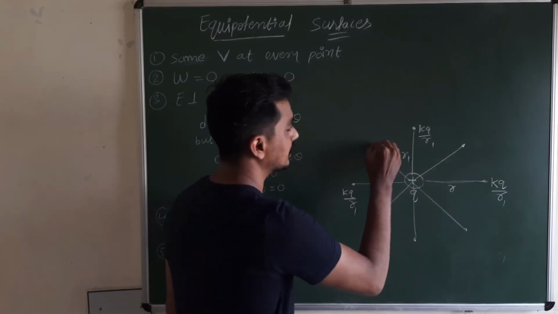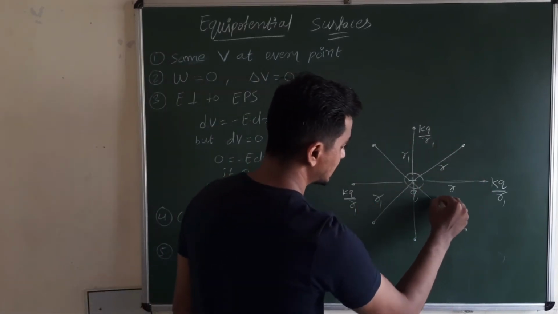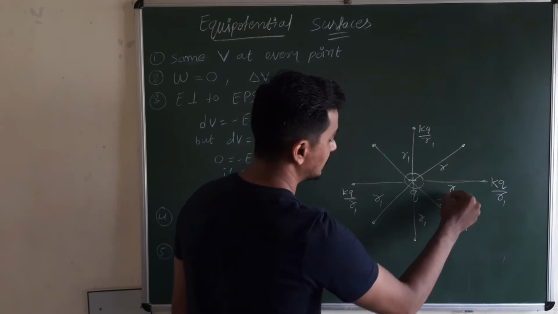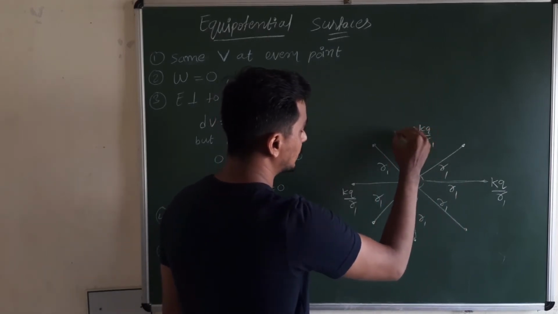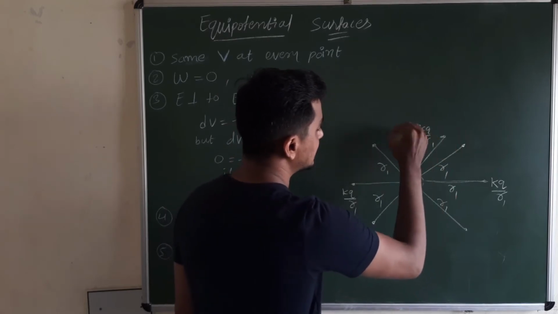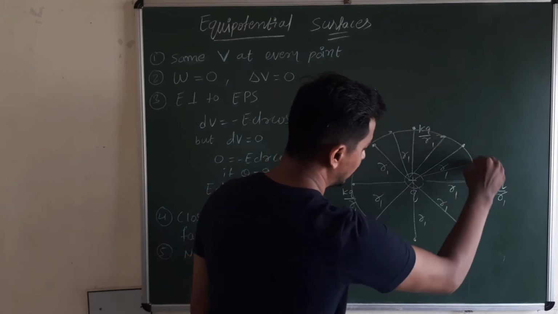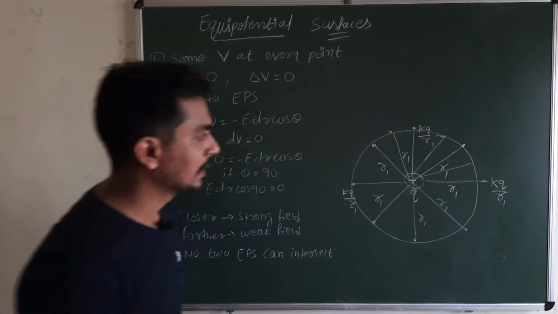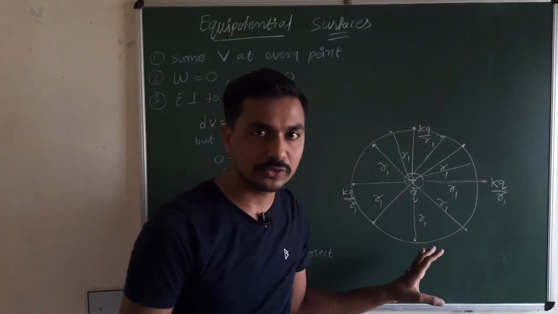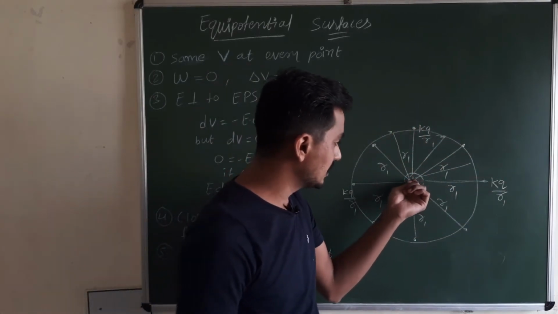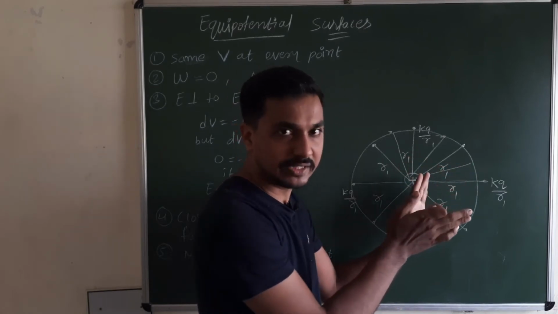See, all these points are at equal distance from the source charge: r1, r1, r1, right? This is also r1. So you can make as many points as you can. If you join all these points, what will you get? You will get a circular surface. Now suppose I take the same distance towards this side, that is, in the z-axis.